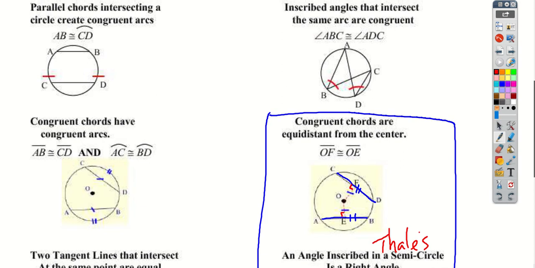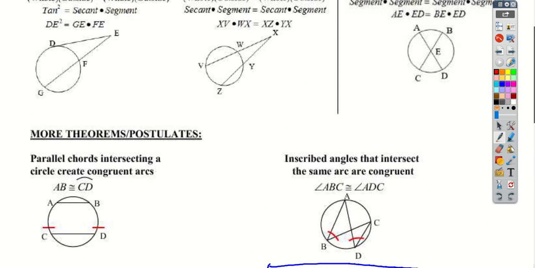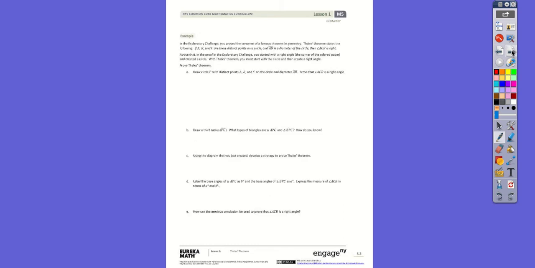There is one other thing we're going to talk about, and we'll get to that in the middle of the lesson here. So let's get our module books. We're going to talk about Thales' theorem first, but we're going to skip the notes part on it because we just talked about it.